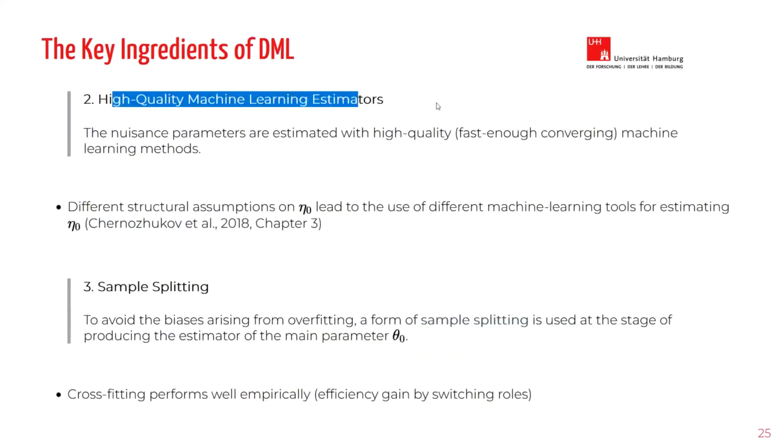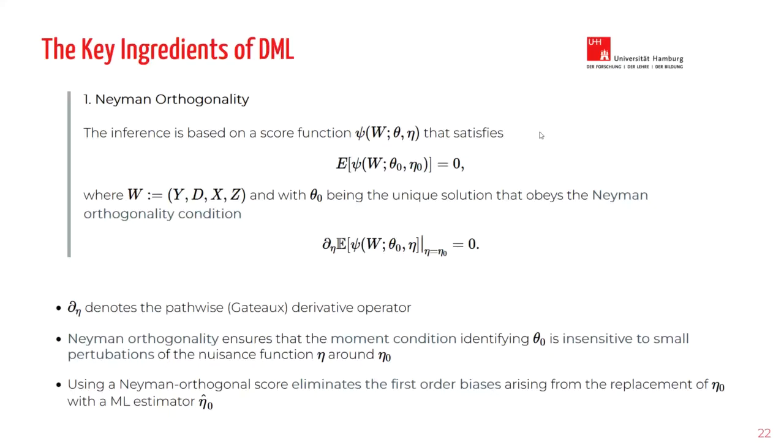And to address this, we redefined the double machine learning approach in terms of three key ingredients. The key ingredients are Neyman orthogonality, which I think is the most complicated one, then sample splitting, and high quality machine learning estimators. So let's start with Neyman orthogonality.